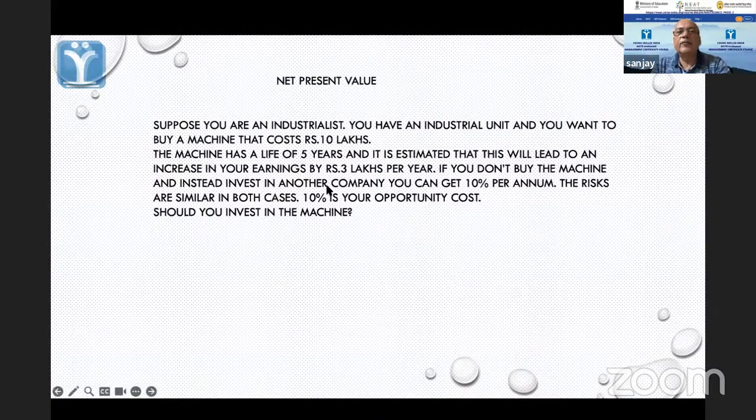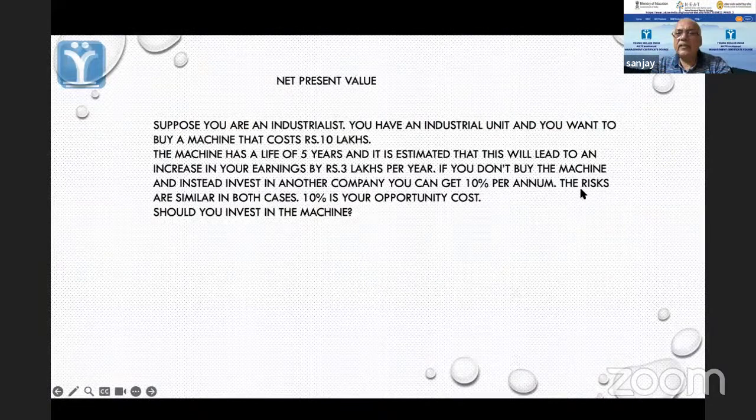So the machine has a life of 5 years. And it is estimated that you will earn 3 lakhs per year from this machine. This is an estimate that you've made. Now, suppose you don't buy the machine, you still have the 10 lakhs with you, and you have another offer. Another company tells you that, look, just give us those 10 lakhs as a deposit, and we will give you an interest of 10% per annum.